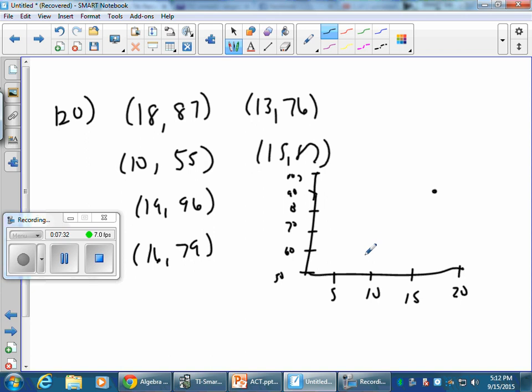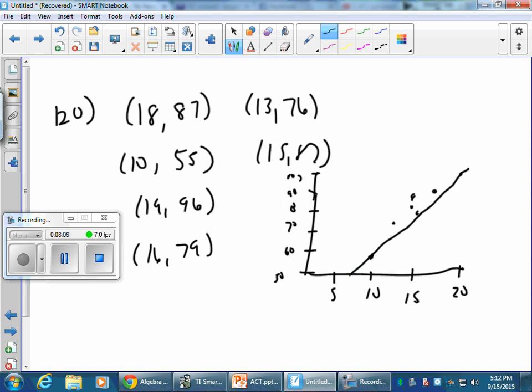18 and 87, 10 and 55, 19 and 96, 16 and 79, 13 and 76, and 15 and 82. I don't know, I'm a little off here. 87 is closer up here. So this is kind of what it looks like, and then they want me to use a straight edge to draw a line that goes through here and find an equation for the line.